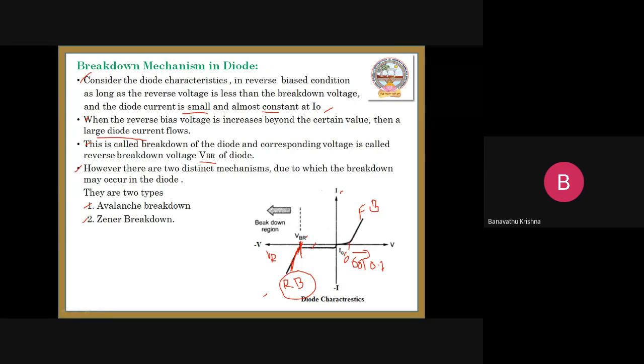Up to this level, there is no problem. If the input voltage in reverse bias condition exceeds this level, then minority charge carriers increase suddenly in large numbers, and they move in a particular direction, so the current suddenly increases. How do the minority charge carriers increase to such a large number, and how does the current increase? That we are going to discuss in this concept.